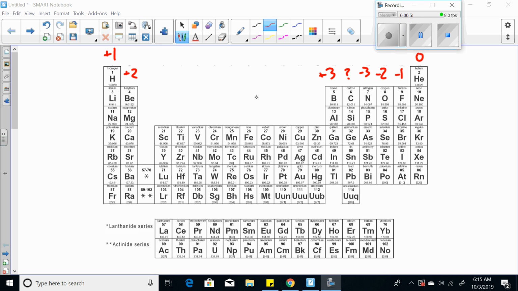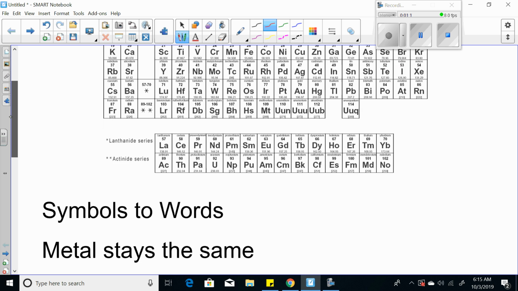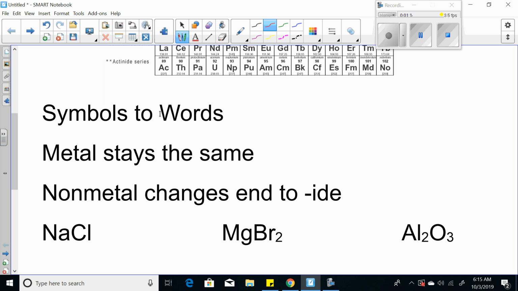All right, so we'll be able to name now as we find elements. So this is a nice way to start. You've been given a periodic table that has this, so you don't have to do this every time. But when you take the test, this is going to be the way that you should probably start. So there are two ways we can do this. We can go from symbols to words or words to symbols. We're going to start with symbols to words.